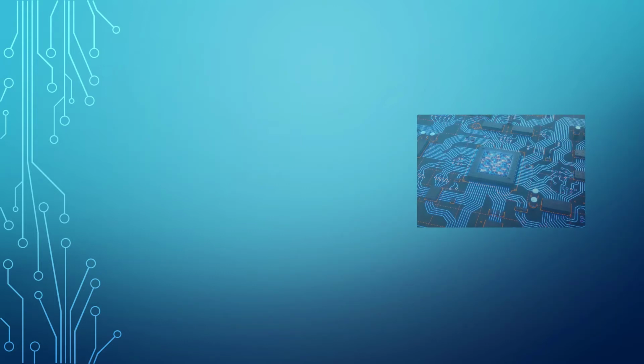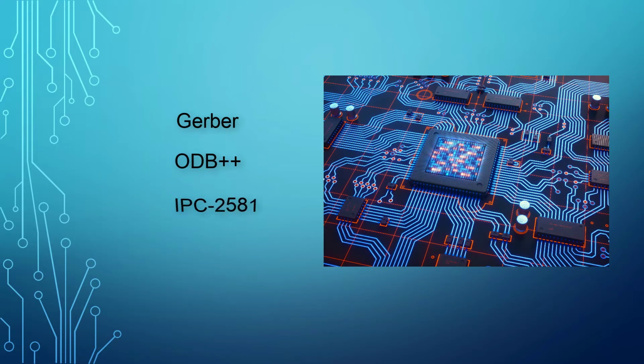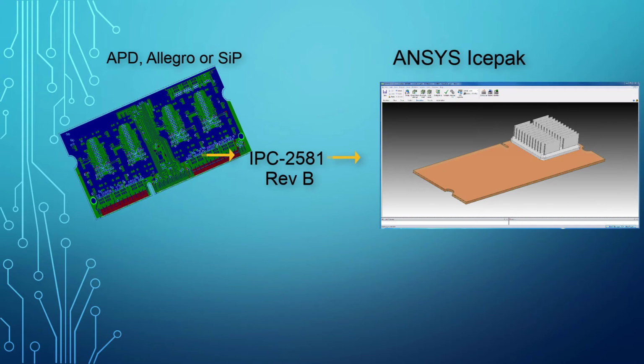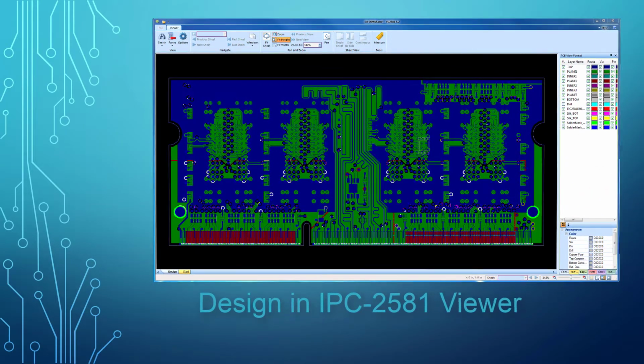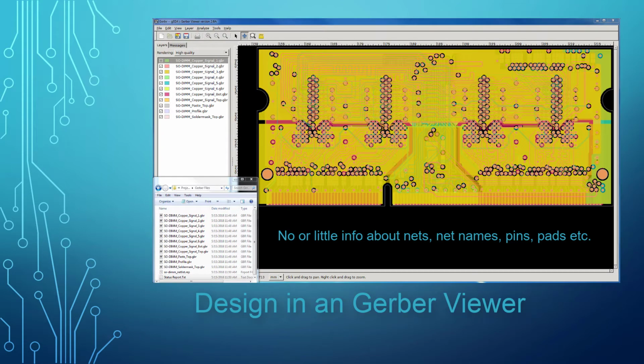Some of the formats used in the electronics industry to exchange PCB manufacturing data include Gerber, ODB++, and IPC 2581. To translate a board or package layout from a Cadence tool such as APD, SiP, or Allegro to ANSYS Icepak, the best format is IPC 2581, specifically Revision B. You can use ODB++ version 8, but it requires additional work for the user. Gerber works well for creating 3D CAD geometry for use in HFSS, Q3D Extractor, and Maxwell, but it doesn't convey all of the electrical and material information that the other formats provide.